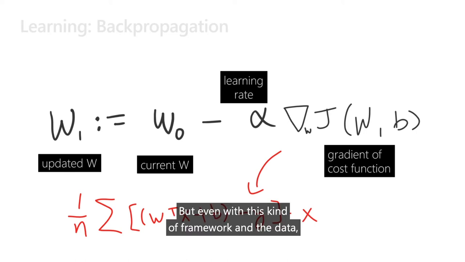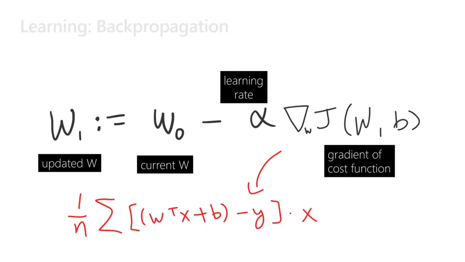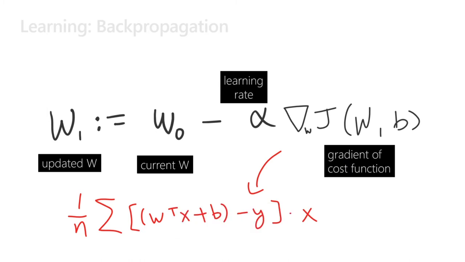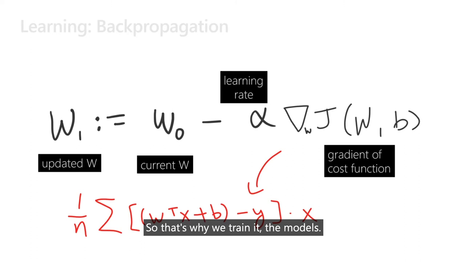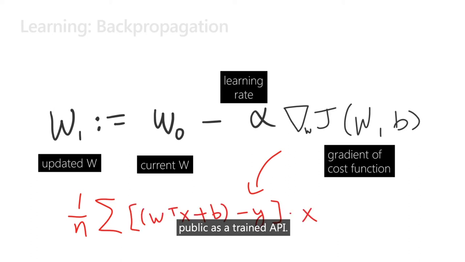But even with this kind of framework and the data, you still need many technology professionals as well as a lot of time or computing resources to actually train the model. And that is not an easy effort for most companies. So that's why we train the models, try to make them as generic as possible, and then expose them to the public as a pre-trained API.